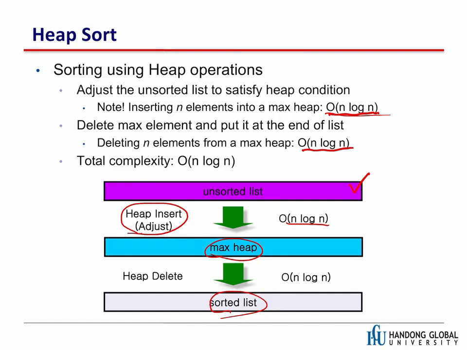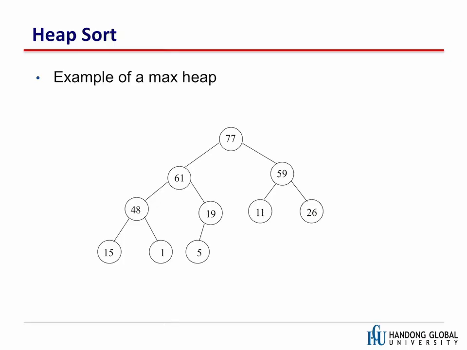Okay, but we have a little trick. Instead of inserting all the elements one by one, we just insert all the elements into the complete binary tree first, and then we're going to adjust that tree to be a max heap. Okay, that's a slight modification, but the basic idea is quite simple. Insert all the elements into the max heap and delete all elements from the max heap. That's it.